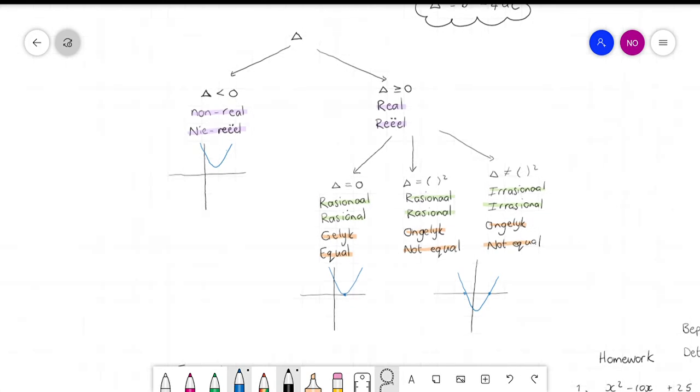Okay. En as jy dit kry, is jy eintlik 'n bietjie lucky want dan het jy net een ding wat jy hoef neer te skryf. So then you only write down as your answer non-real roots of nie reële wortels.